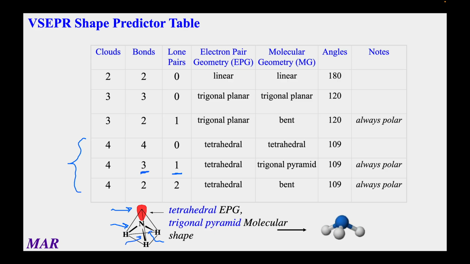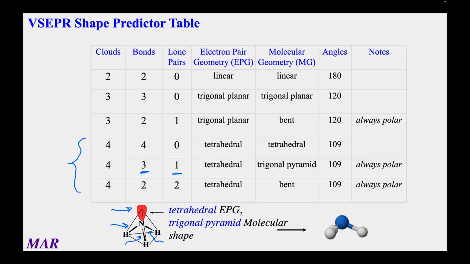So we would call the electron pair geometry, or EPG, tetrahedral, because in reality NH3 takes on a tetrahedral shape. You get more separation between the lone pairs and those bonding pairs as you get to a tetrahedral arrangement, which is really interesting.